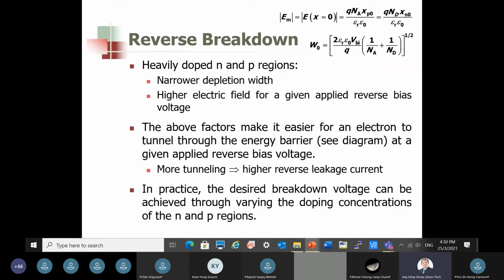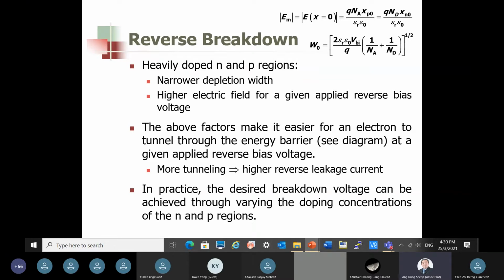Now, Zener breakdown is useful in a sense that the breakdown is not destructive. That's why the Zener breakdown can be exploited in circuit operation, like for example, in the voltage regulator that I mentioned earlier. Because when the voltage is removed, the diode recovers.